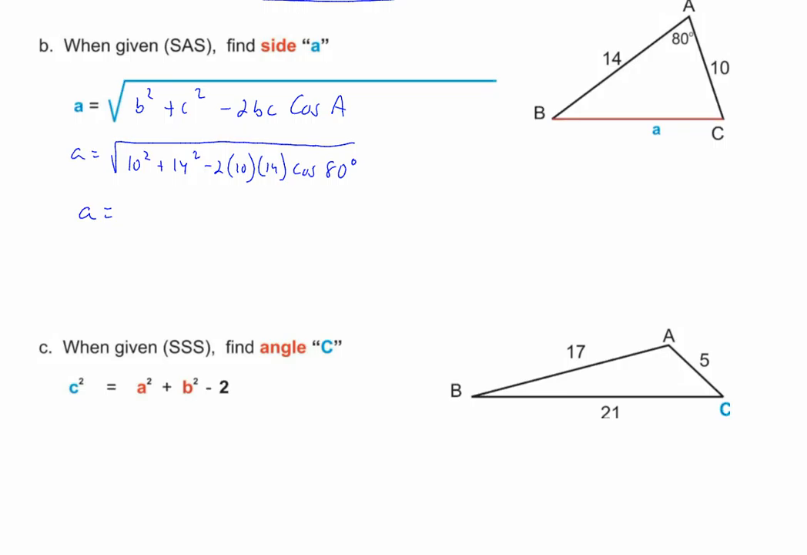All right, you should have gotten 15.7. Everybody able to punch that out correctly? Again, you got to learn how to punch it into your calculator. You got to make sure that you're able to get the correct answer. So 10 squared plus 14 squared minus 2 times 10 times 14 times cosine 80 degrees. Any questions on that? Law of cosines.